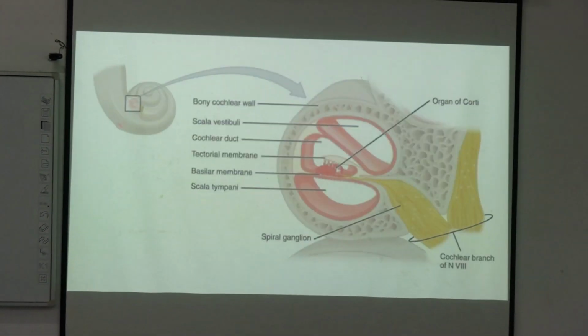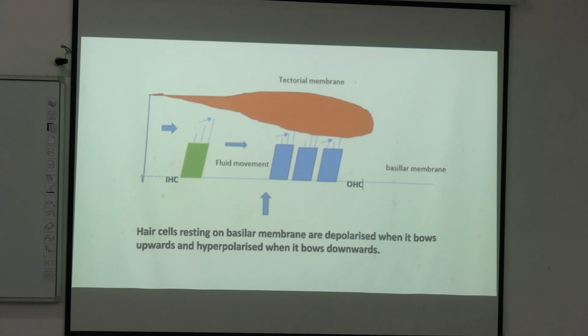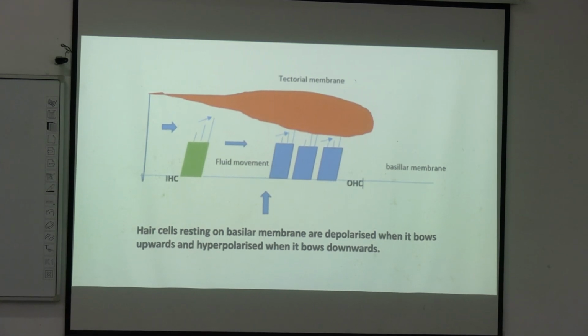Basilar membrane is moved upwards. Okay, so once the basilar membrane moves upwards, there is a shearing force over the cilia, and shorter cilia are moved towards the taller cilia.